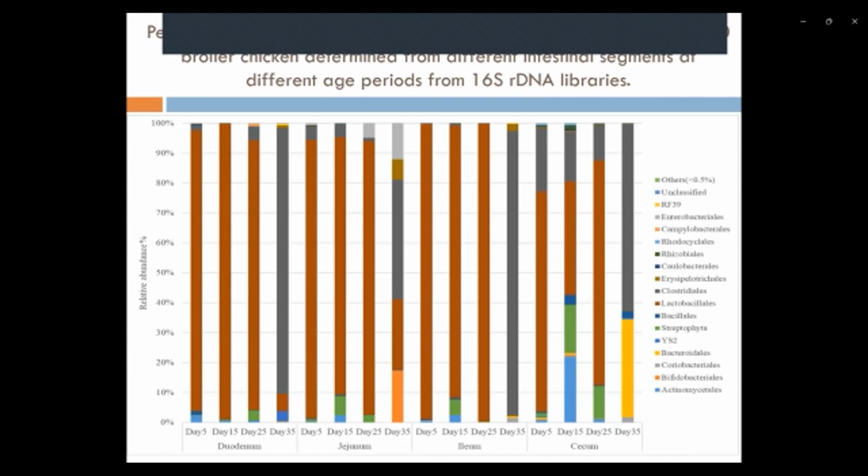Looking at the figures, species with an abundance of less than 0.5% across all samples were labeled unclassified. The intestinal segments duodenum, jejunum, and ileum had a larger abundance of Lactobacillus, and the percentage declined as the birds aged. However, in comparison, the cecum had a higher abundance of Clostridiales, and the percentage increased as the birds aged.